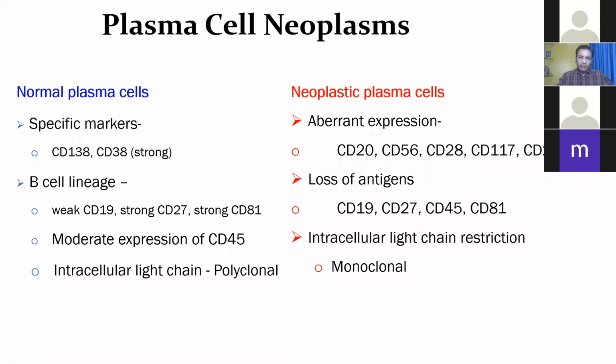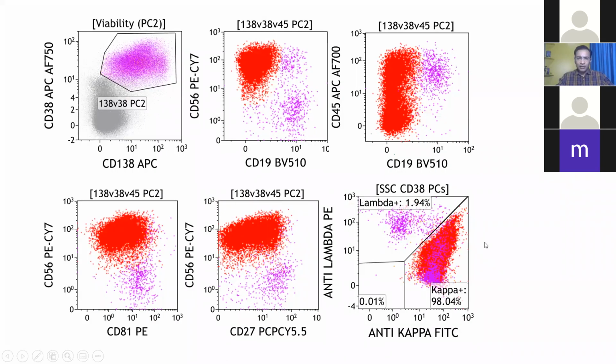In myeloma, possibly I will skip it because rarely people do it, but just for revision, I'll take myeloma. We isolate the cells using CD38 and CD138, and then we look at different markers, CD19, CD27, CD56, and CD45. Normal plasma cells are CD19 positive, CD27 positive, CD81 positive, CD45 moderately expressed. In abnormal cells CD19 is negative, CD45 negative, CD27 negative, CD81 negative, and they express aberrant markers. CD56 is commonest, followed by CD117, CD28, and CD20. Just an example, I'll show this, and they are cytoplasmic kappa restricted or lambda restricted.